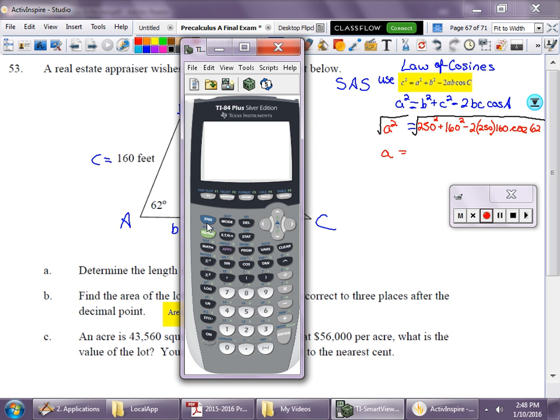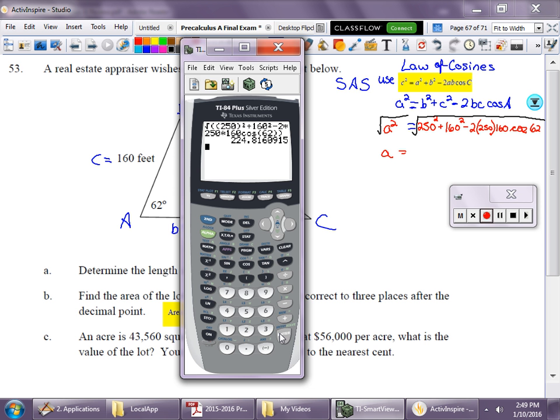Let's get this calculator up. Clear. Second square is square root. Notice that the calculator opens parentheses. We need to close it for our entire radicand. That's just the technical term for everything underneath the radical. Minus 2 times 250 times 160 cosine. Remember, 160 is the coefficient, so it's going to multiply automatically. Close the parentheses for 62, the degree. Close the parentheses for the radicand.